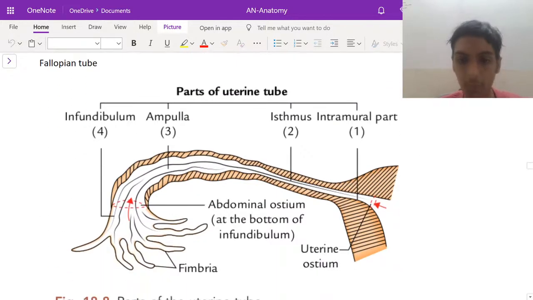Next, coming to fallopian tube. Coming to the different parts we have. This is the isthmus, the ampulla, the ampullary isthmic junction, the infundibulum and the fimbriae.